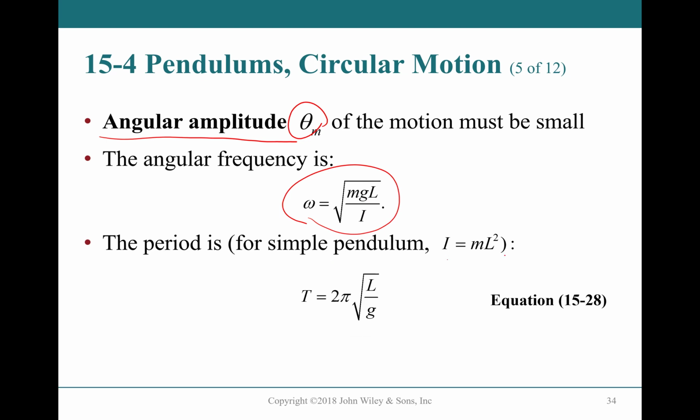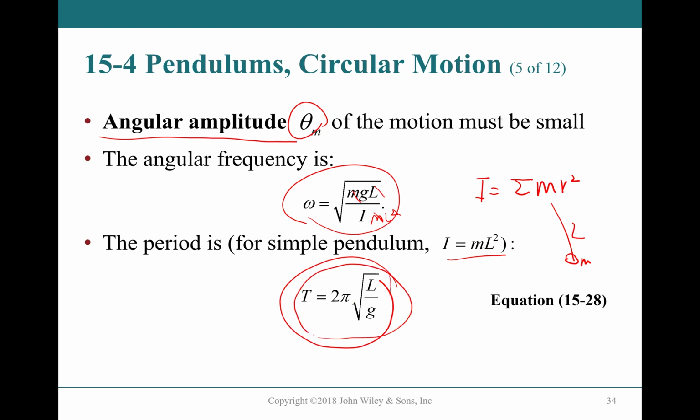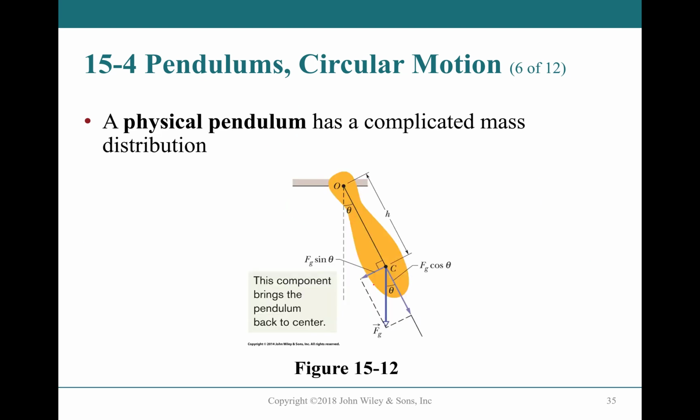And for a simple pendulum, I equals mL squared. Remember this moment of inertia: moment of inertia is summation of mr squared. So for a simple pendulum, you have m here, you have L, so mL squared, and put mL squared here. The L gets crossed out, the m gets crossed out, so you are only going to have g over L here. So this is the period for a simple pendulum. We have seen this equation before in our lab. So we know period only depends on the length of the string, okay?